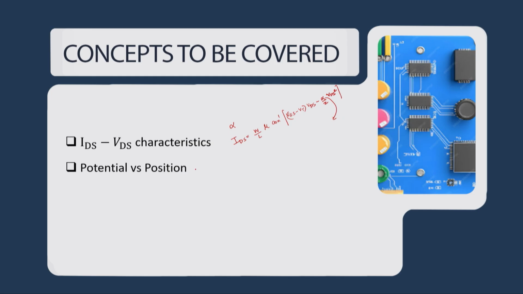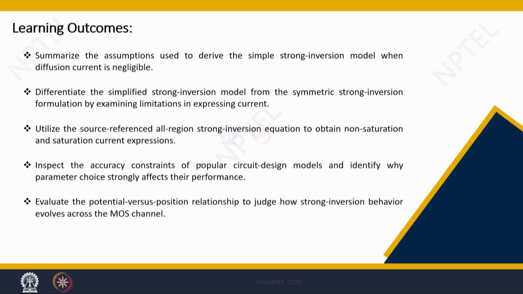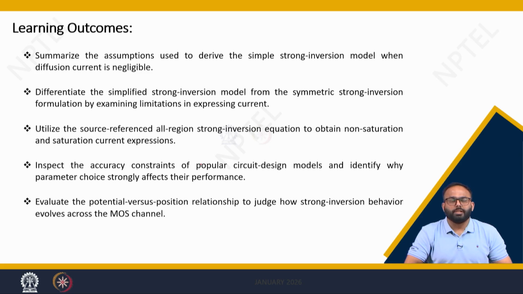We will also see how we can relate the potential with position. So, these are the learning outcomes of this lecture, which helps you to understand the role of alpha in the model, which we generally ignore when we are going for hands-on calculation or simple calculation. We consider alpha equals 1. This will also help you relate the potential with respect to position along the channel.